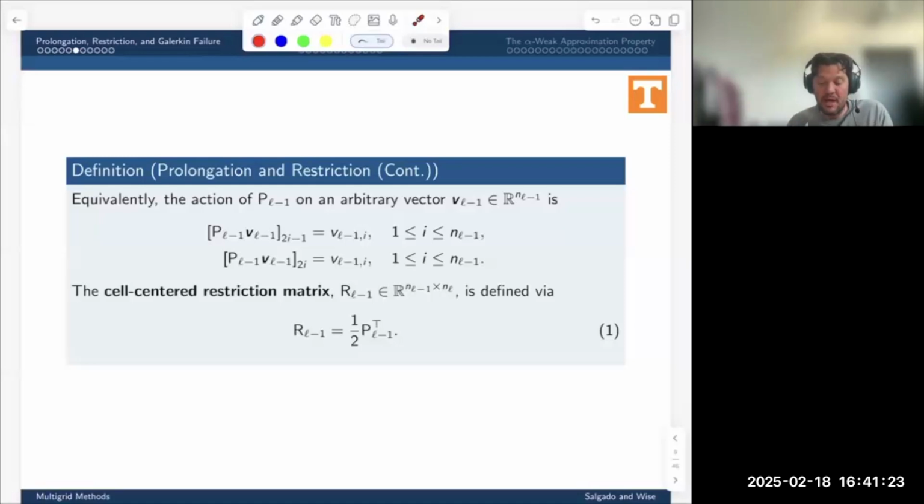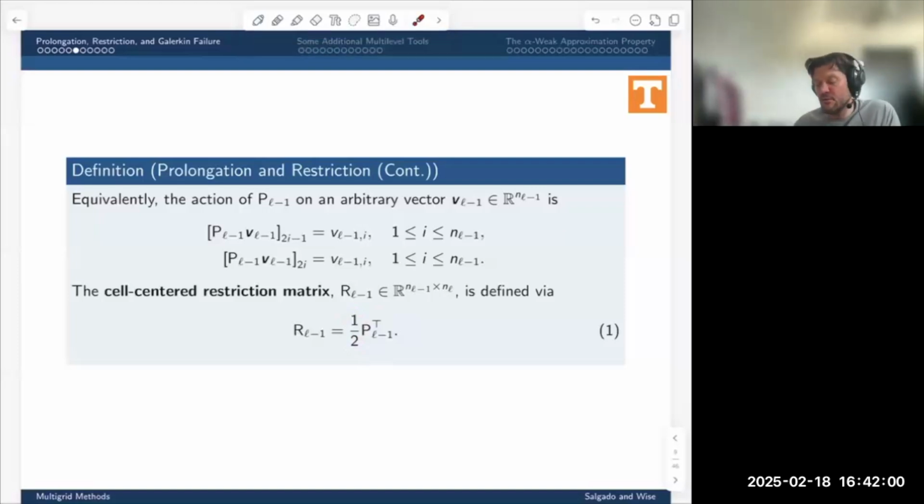What about the restriction? Now, normally we would say the restriction operator should be just the transpose of the prolongation operator, but that's not what happens in this case. So in this case, what we do is we take the transpose of the prolongation operator, and then we're going to multiply it by a half. All right, so we're not going to just take the transpose. And of course, we know that it's going to break the Galerkin condition. So the question is, how bad does it break it?